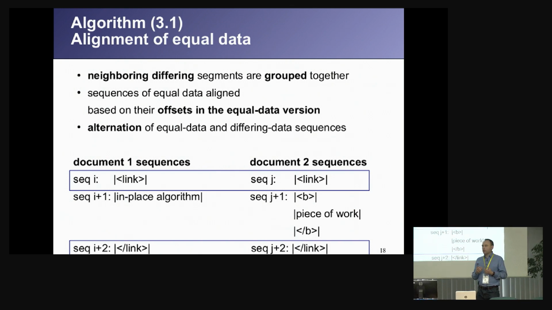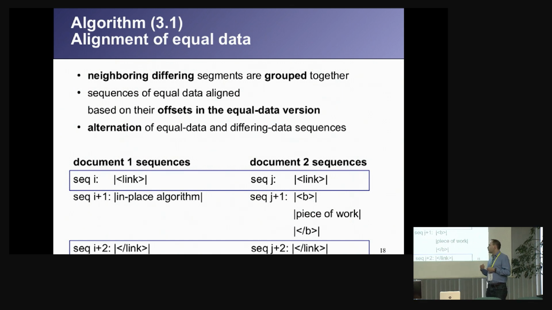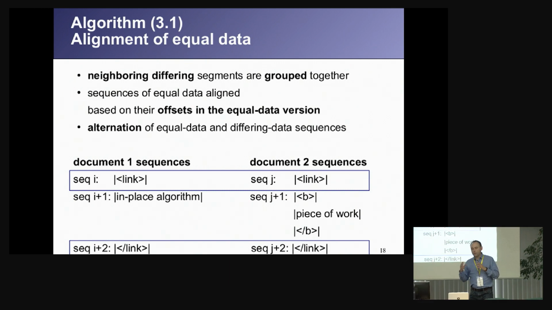The sequences of equal data have an offset in the equal data version and therefore can be aligned with one another pretty easily. Sequence I and sequence j are aligned based on the offset. Same thing for sequence I plus 2 and j plus 2. But you will notice that with this framing of things, with this structuring of the data, there's a strict alternation of equal data and differing data sequences in the documents.